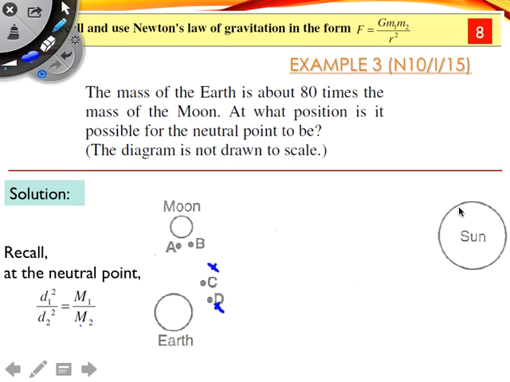If there's no sun involved, what's the answer? A. Because then it's just between Earth and the Moon together. If that's the case, then this one more or less is the neutral point between the Moon and Earth. But since right now there's a sun involved, what do you think the sun will do? The sun will also want to attract. The sun is also trying to attract from this side. There will be a force acting towards the sun as well. So which answer do you think is correct? B.